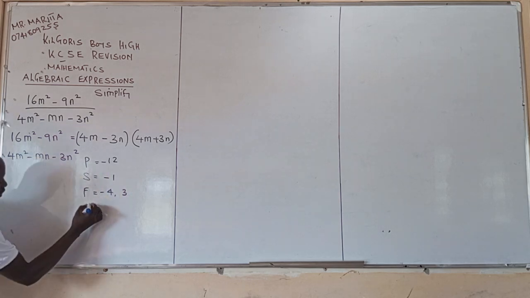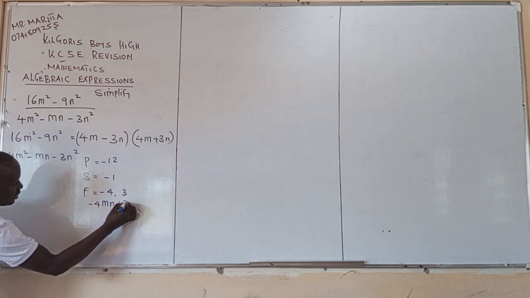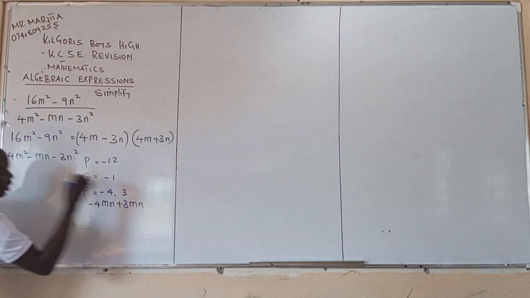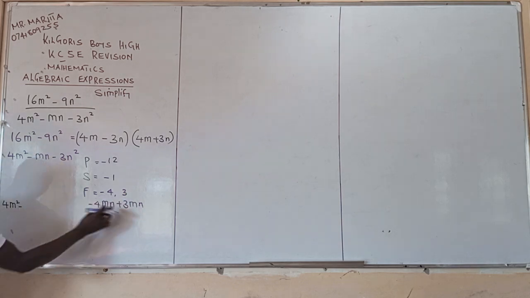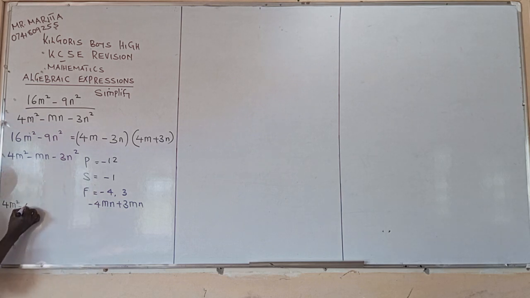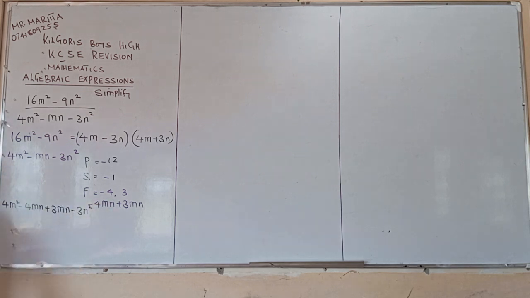So with the factors, now we write this one as 4mn plus 3mn. Now we can write this one as 4m squared minus, so instead of writing mn, we just replace it by the sum of these, 4mn plus 3mn, and then finally you have minus 3n squared.